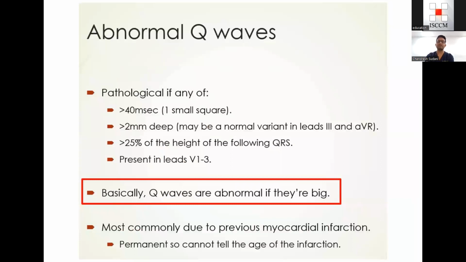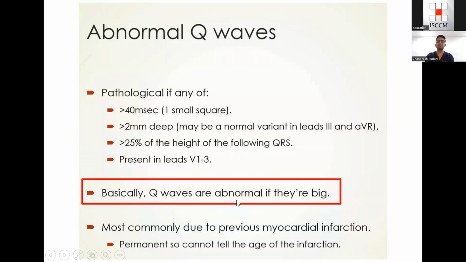So when do you say that a Q wave is really abnormal? If you want to label it as a pathological Q wave, it should fulfill a few criteria. First, it should be more than 40 milliseconds, meaning more than 1 small square in width. And at the same time, it should be more than 2 small squares deep. These are the first two criteria. Apart from that, it should be more than 25% of the height of the following QRS. Only then will you say that this is an abnormal Q wave. And at the same time, it should definitely be present in V1 to V3.